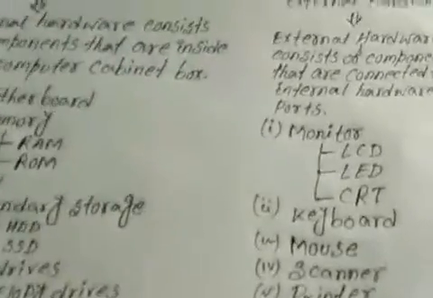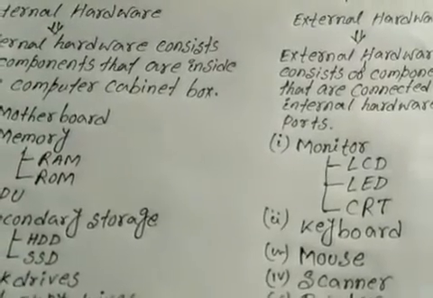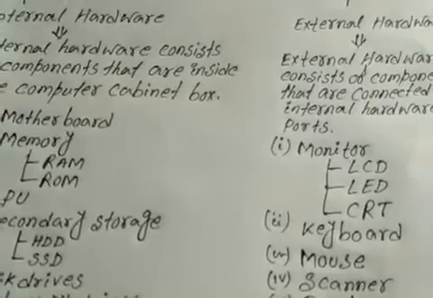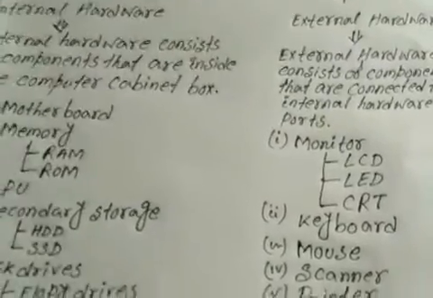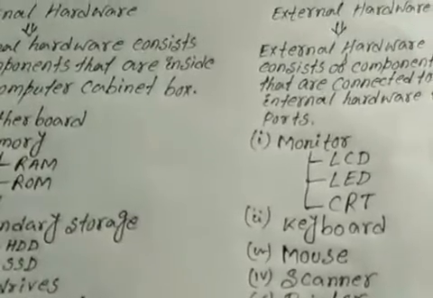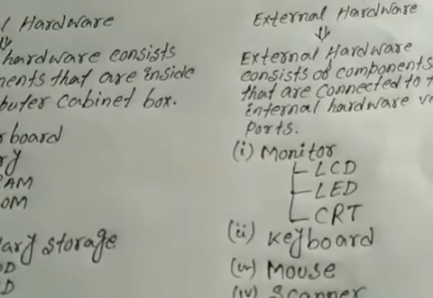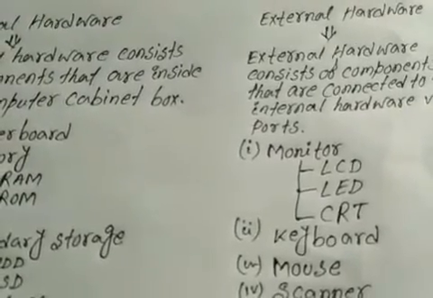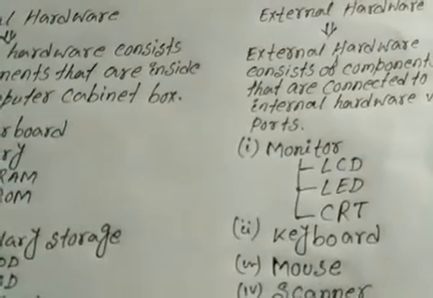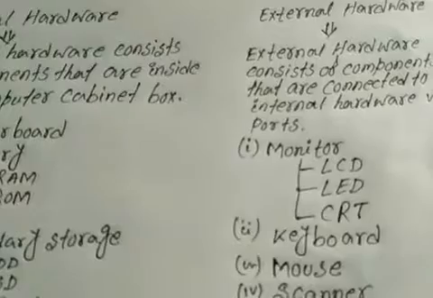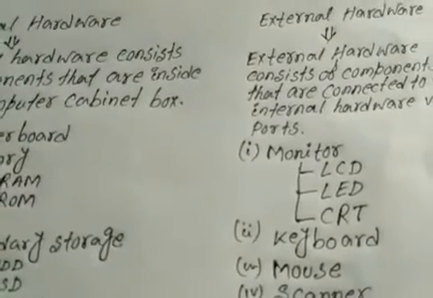First, we will discuss monitor. The most common output device is monitor. It looks like a TV and has a screen to display the information. There are three types of monitor: LCD, liquid crystal display; LED, light emitting diode; CRT, cathode ray tube. This is the oldest type of monitor.